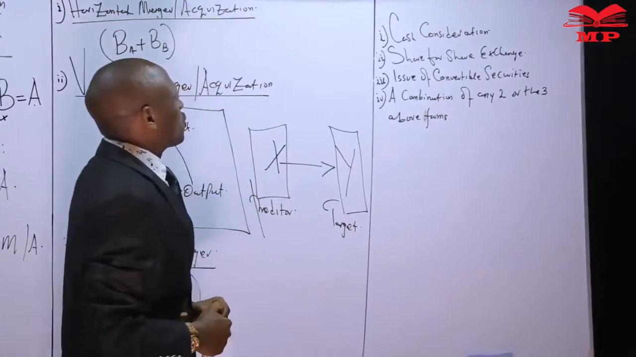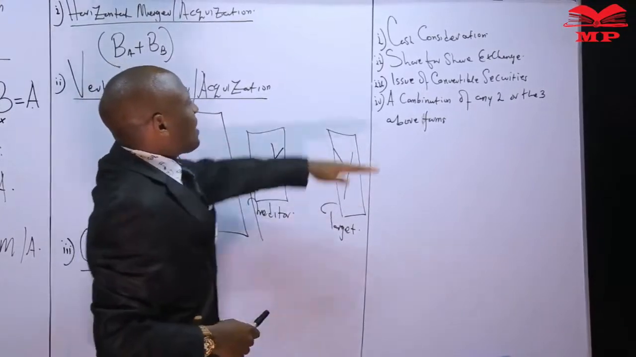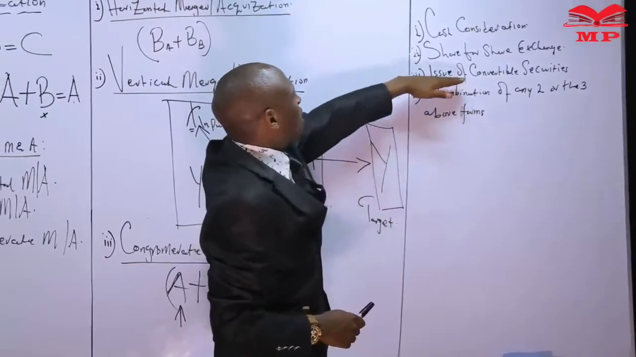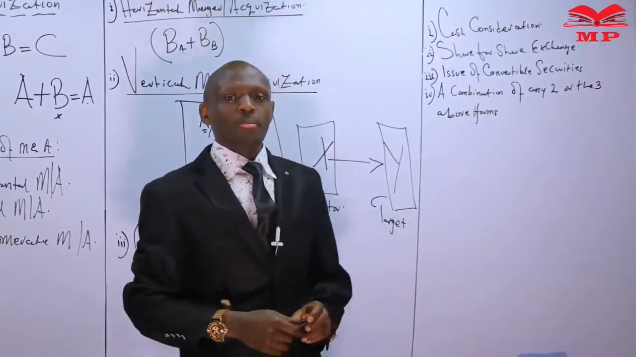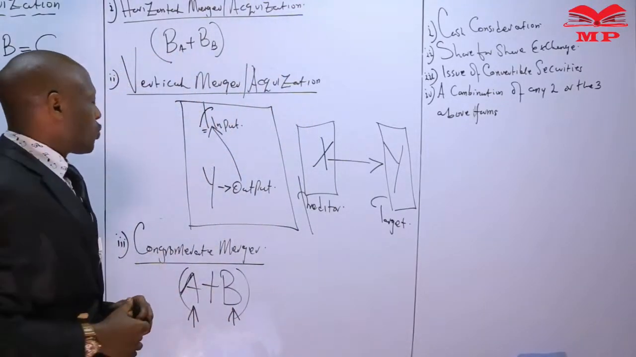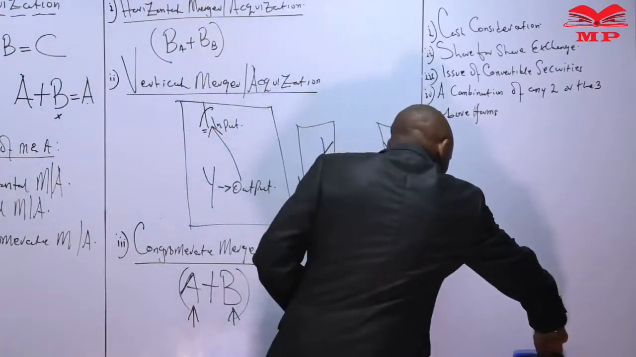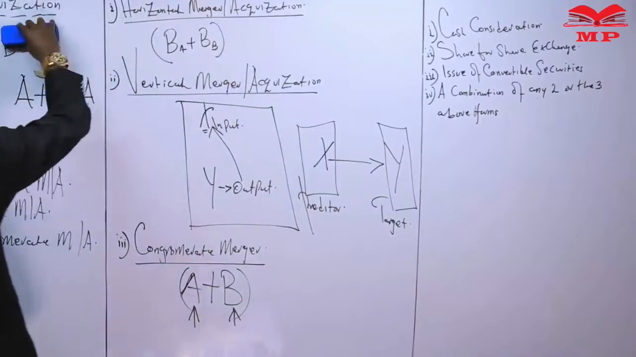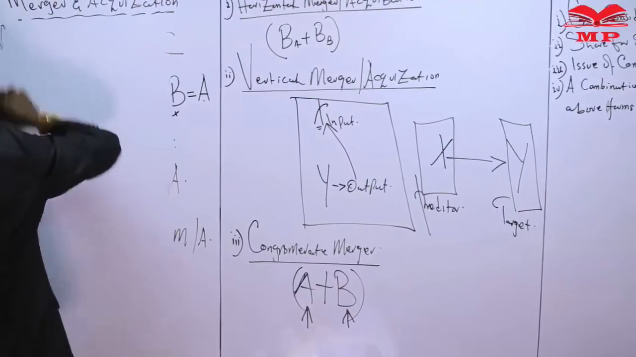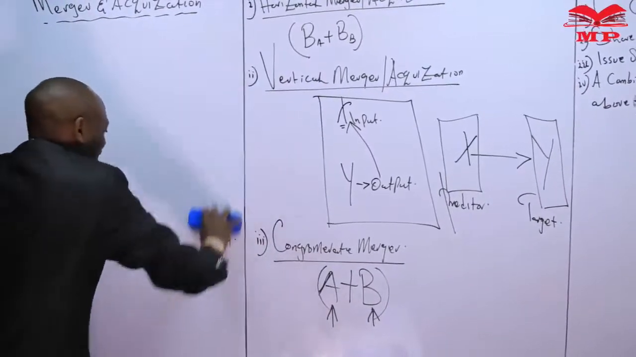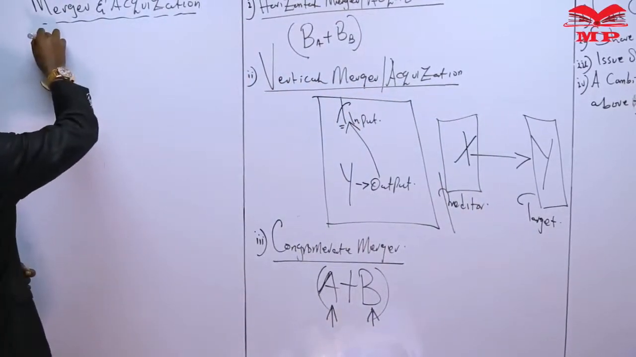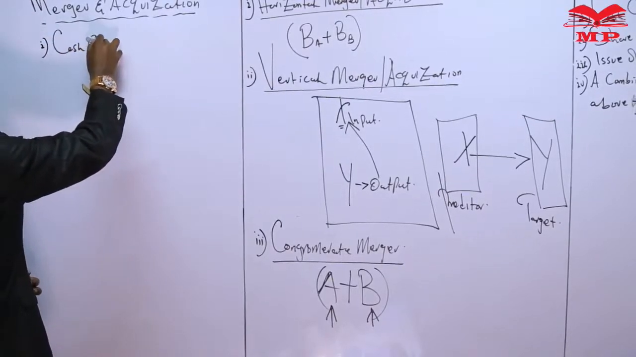So the forms of consideration, we need to understand the implications of cash consideration, the implication of share for share exchange, the implication of issue of convertible securities as a form of consideration in a merger and acquisition. I want us to start with the cash consideration. We see what the implications are when the shareholders of the target firm are paid in cash. That is cash consideration. Now, let's start with that one. Number one, cash consideration.